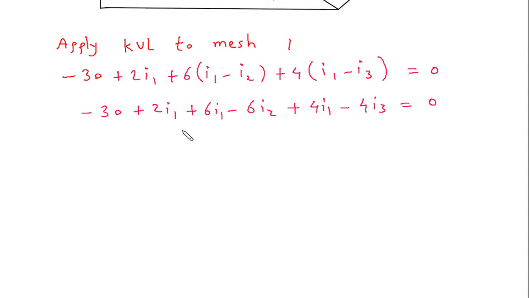So this will be 2 I1 plus 6 I1. This will be 8 I1. 8 plus 4 will be 12 I1. Then this will be minus 6 I2 minus 4 I3 is equal to 30. Let's say this is equation number 1.